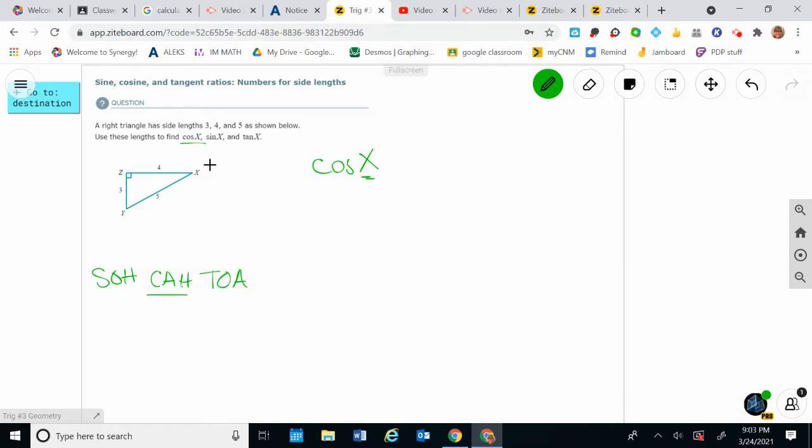X tells us where to stand. Now we're standing here, okay? So this is us. We're looking out this way. Cosine is adjacent over hypotenuse. We'll identify the hypotenuse. That's the hypotenuse. Okay, so which one is adjacent? It's not the opposite. It's the 4. So it's 4 over 5. Sine of x is equal to opposite over hypotenuse. So opposite is 3, hypotenuse is 5.